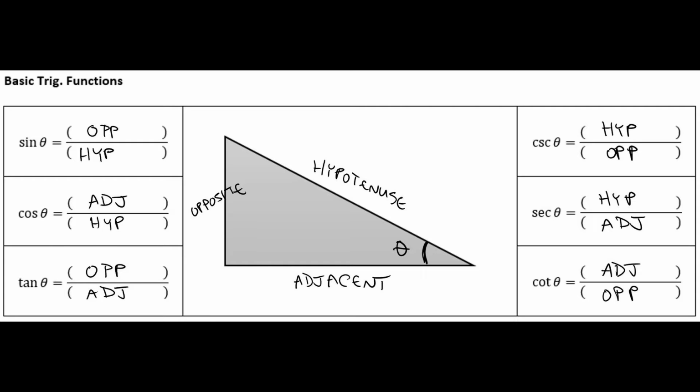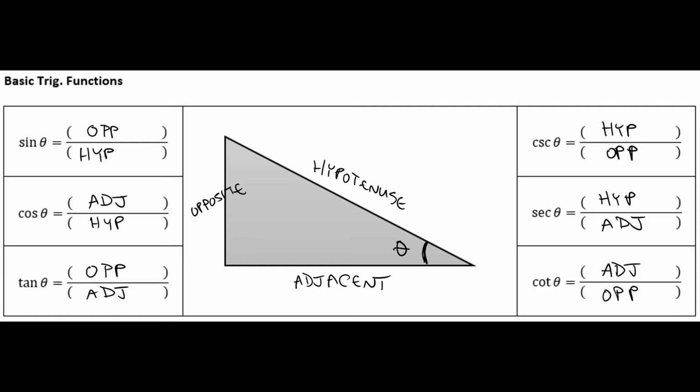I put the inverse ones over on the right side: the cosecant, the secant, and the cotangent. We won't be using those today at all, but I thought it was important to include those just so that you're aware of them. So go ahead, pause the video if you need to, and write those down. Once you have those, let's move on.